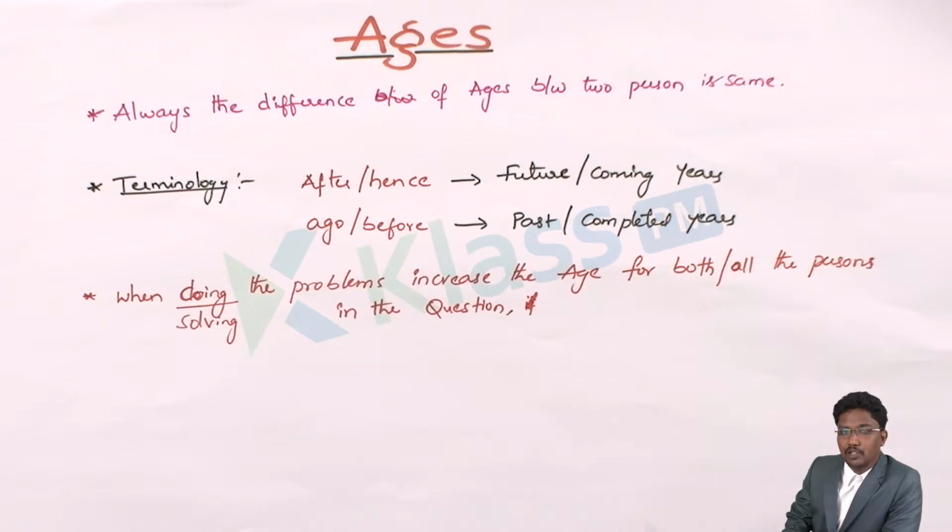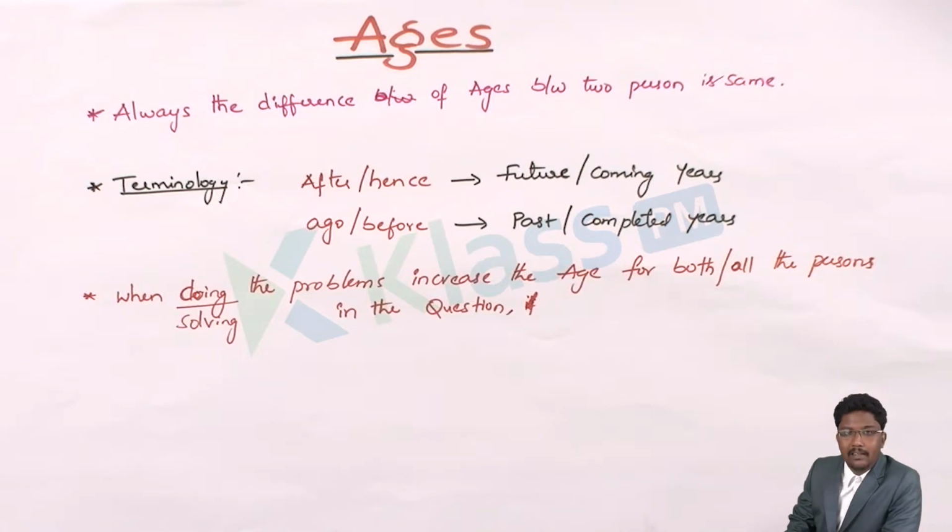Next, the terminology used in ages problems: after or hence means future. My age is 27 years. 2 years hence, what is my age? Hence means future or upcoming years. After 2 years, my age will be 29 years. Ago or before: my age is 27 years, and 2 years ago or 2 years before, what is my age? It's 25. This is the terminology used to solve ages problems.